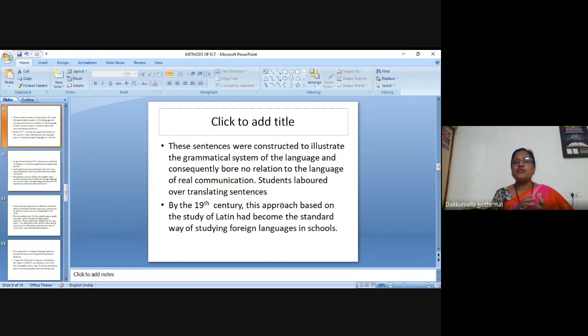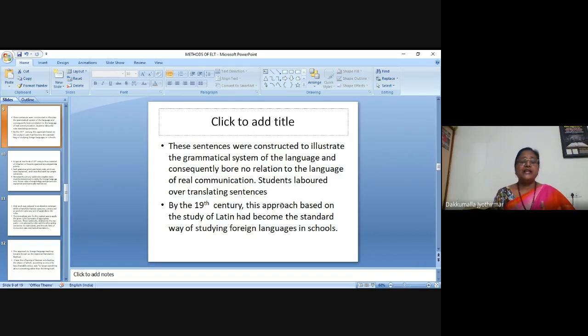Consequently, they bore no relation to the language of real communication. Our textbook language is different and our communicative language is different. So whatever they have learned is only textual language, and the language that they are learning in the classroom by using the grammar rules or translation has no similarity to real communication in that language. And students use it to labor over translating sentences.